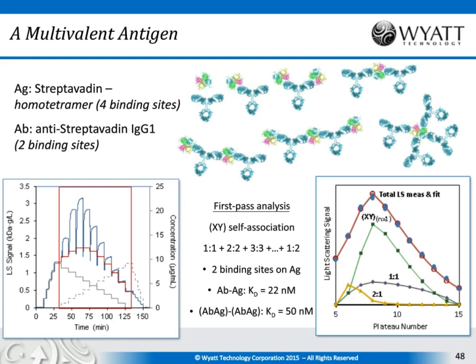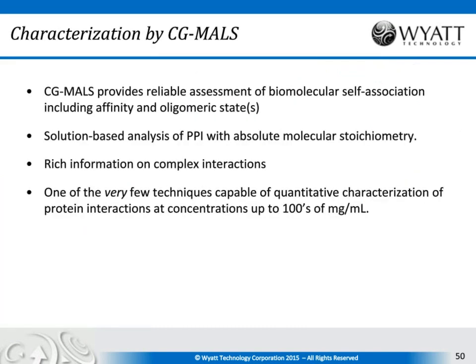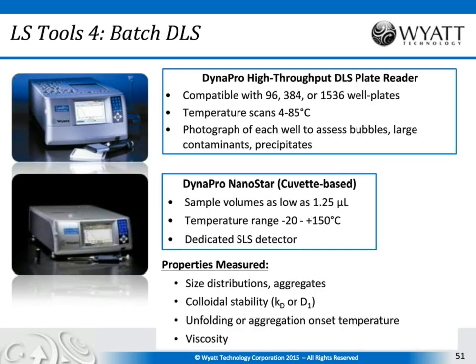So to summarize, CG-MALS provides reliable assessment of biomolecular self-association. You get affinity and oligomeric state in solution without labeling or immobilization. Very rich information on complex interactions. And while I haven't discussed it here, it's one of the few techniques capable of quantitatively characterizing protein-protein interactions at very high concentrations.